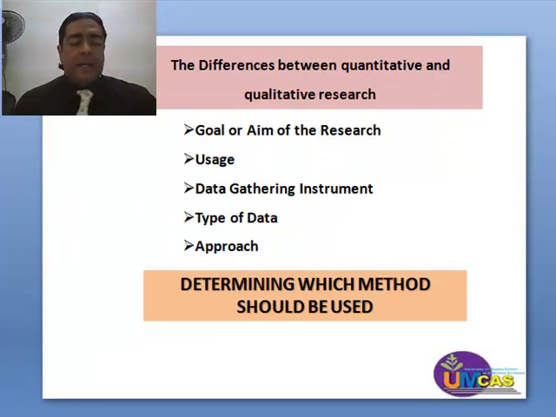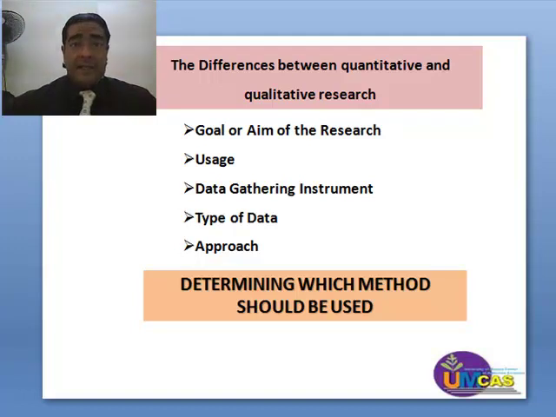Here is a more detailed point-by-point comparison between the two types of research. The first is the goal or aim of the research. The primary aim of qualitative research is to provide a complete, detailed description of the research topic. Quantitative research, on the other hand, focuses more on counting and classifying features and constructing statistical models and figures to explain what is observed.